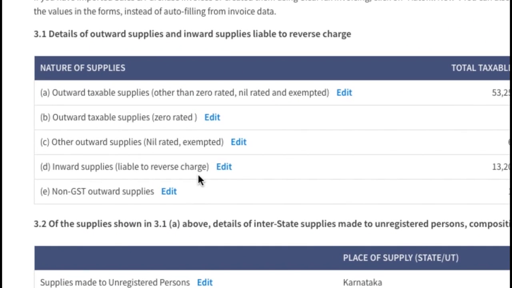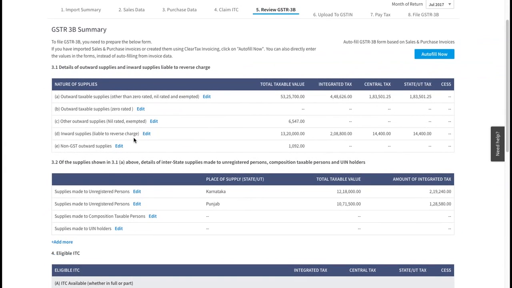Outward taxable supplies, other than zero rated, nil rated, and exempt supplies. Businesses need to provide complete details of taxable value and tax payable on goods and services supplied, other than those classified as zero rated, nil rated, and exempted. Value of taxable supplies: value of invoices plus value of debit notes minus value of credit notes plus value of advances received for which invoices have not been issued in the same month, minus value of advances adjusted against invoices.